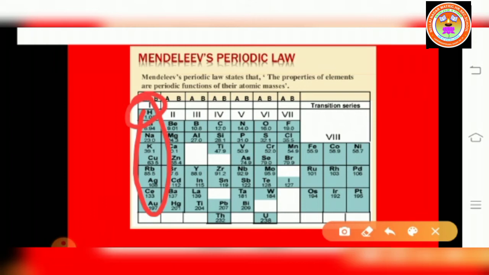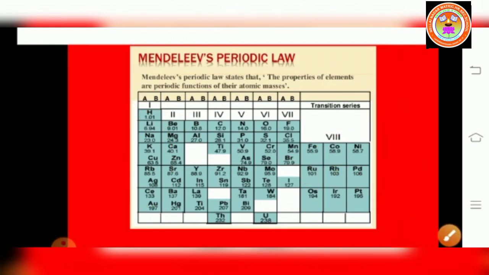And the increasing order of atomic mass was not strictly followed throughout. In the table, some elements having higher mass were kept before the elements having lesser atomic mass. For example, the atomic mass of cobalt is 58.9, and the atomic mass of nickel is 58.7. So these are the limitations of Mendeleev's periodic table.